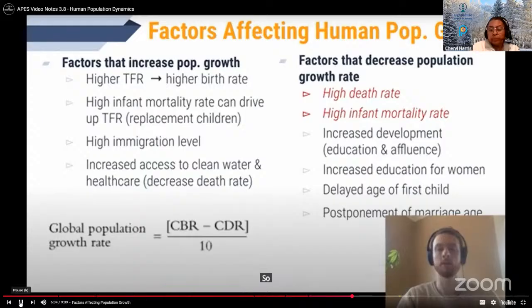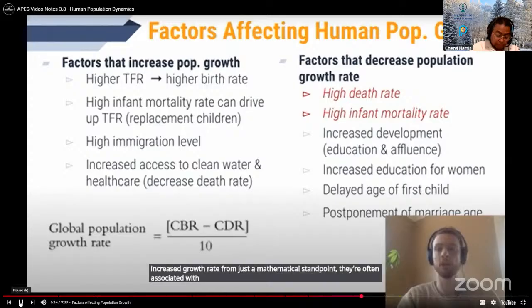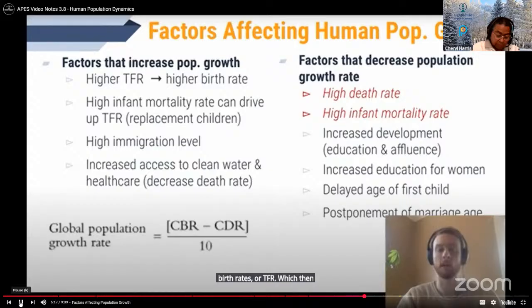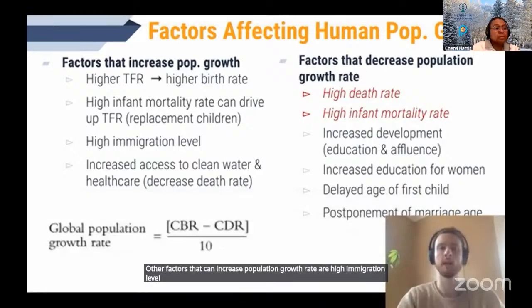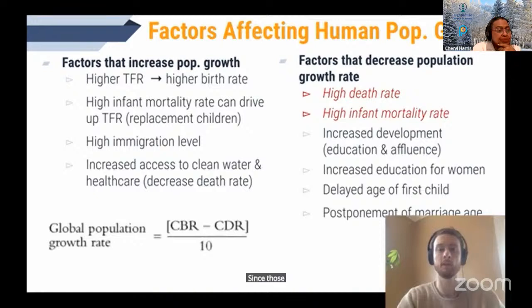So while death rate and infant mortality rate technically decrease growth rate from just a mathematical standpoint, they're often associated with countries that have extremely high birth rates, or TFR, which then leads to higher growth. Other factors that can increase population growth rate are high immigration level and increased access to clean water, food, and healthcare, since those are things that drive down the death rate.